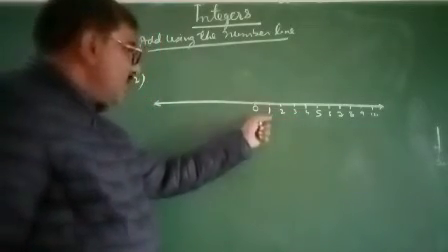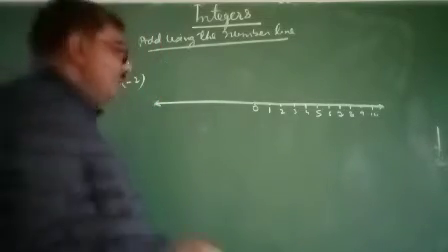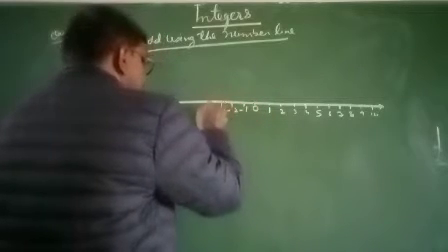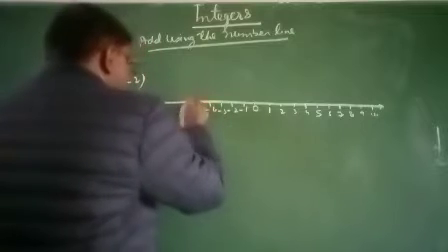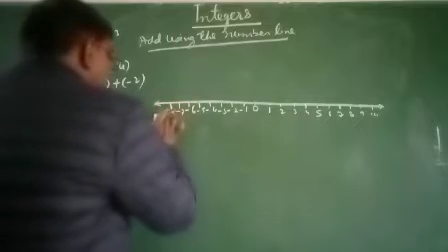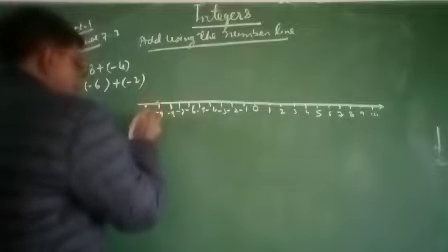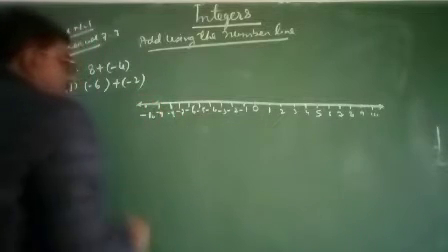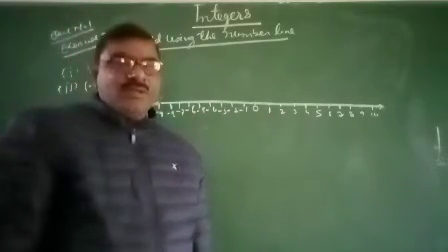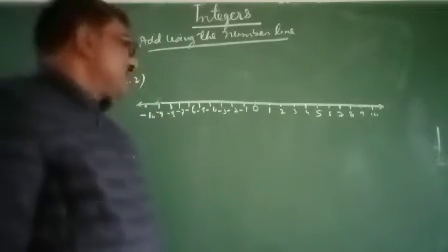And I will represent negative integers on the left of 0. So it will be minus 1, minus 2, minus 3, minus 4, minus 5, minus 6, minus 7, minus 8, minus 9 and minus 10. These are the negative integers and those are the positive integers. Now we have to add 8 plus minus 4.